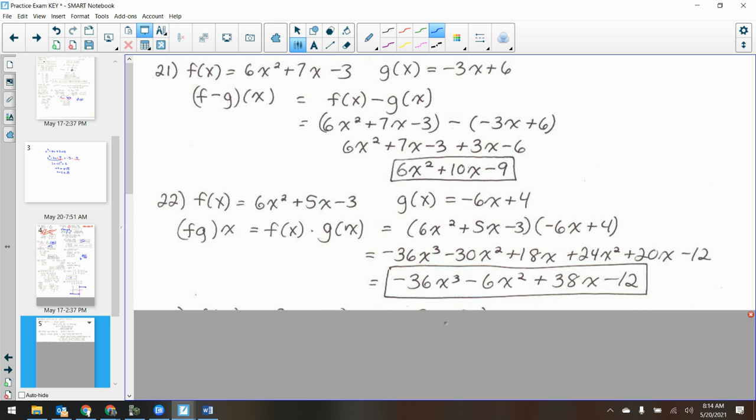6 times negative 6 is negative 36, x cubed. 6x squared times 4, we're doing it this way. 5x times negative 6x is negative 30. Negative 3 times negative 6x is positive 18. And then we bring it all into the 4. 6 times 4, 24. 5 times 4 is 20. Negative 3 times 4 is negative 12. And then you combine like terms.